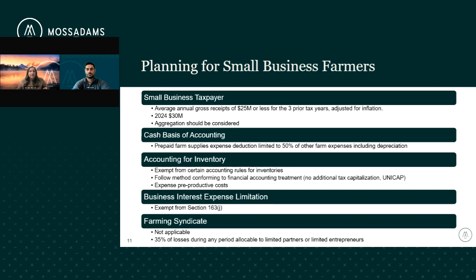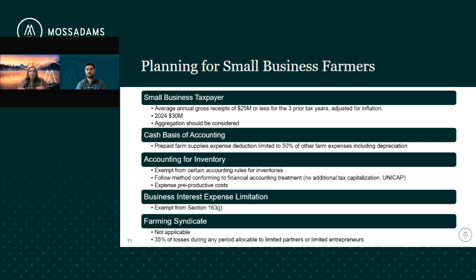So this next section is where we're going to be talking about a change that happened with TCJA that really helped a lot of small businesses. And when I say small business, the technical definition is a business that has average annual gross receipts of $25 million or less for the past 3 years. And that $25 million is always adjusted for inflation. So for 2024, the amount is $30 million.